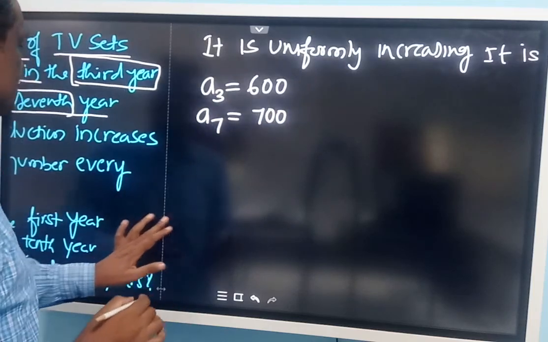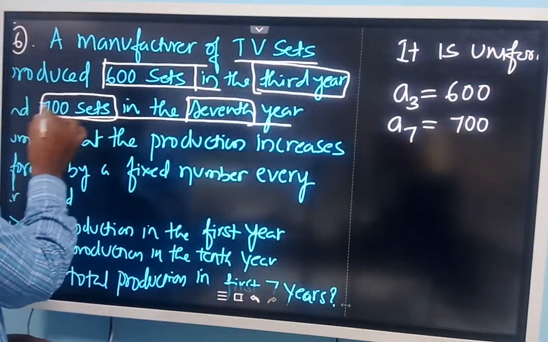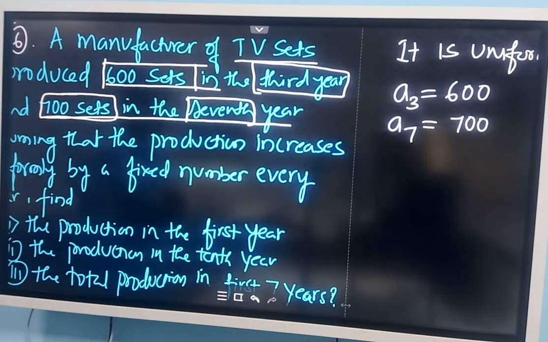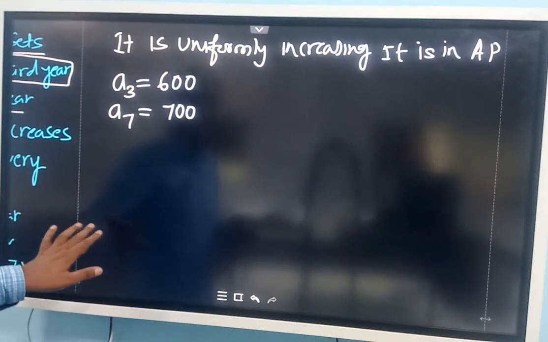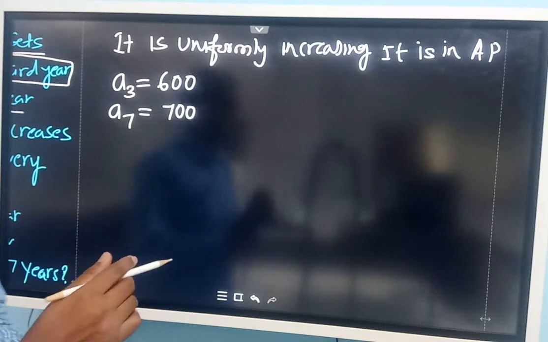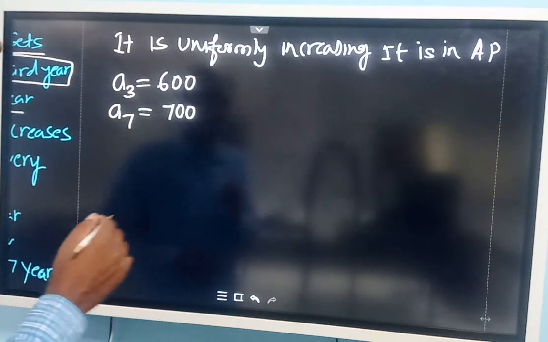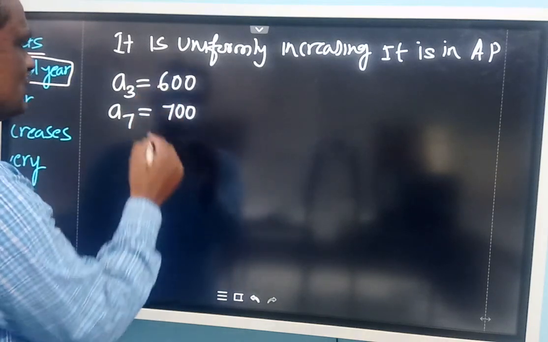So the production of TV sets in the third year and the 7th year are given. Use these two and you can find out the first term and the common difference. You will get two linear equations in terms of A and D, so we need to find the values of A and D here.